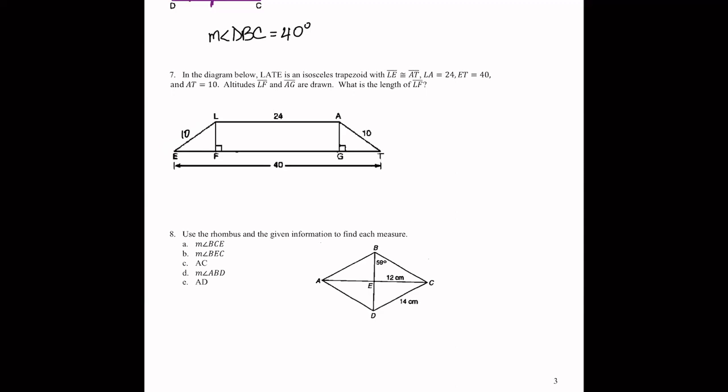Altitudes LF and AG are shown. Now, if you didn't know what an altitude was or you forgot, that's okay. They mark in the little right angles there for you, so we got a little help, right? Now, opposite sides of a trapezoid are parallel to one another, not congruent. As you can see here, we got 24, we got 40. Those are certainly not congruent, but opposite sides of a rectangle are congruent.